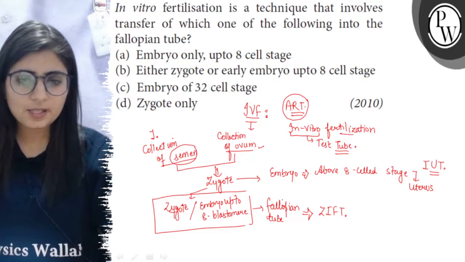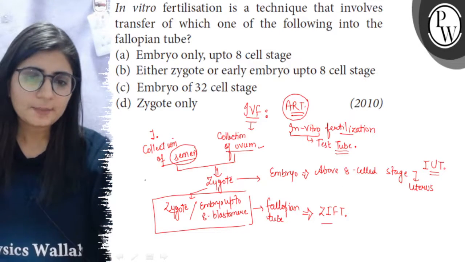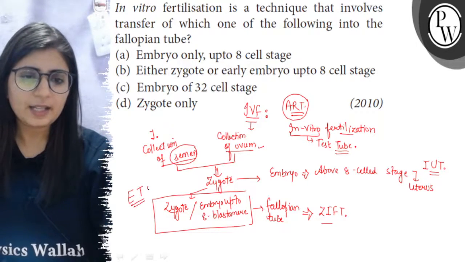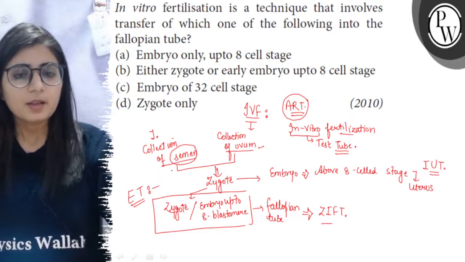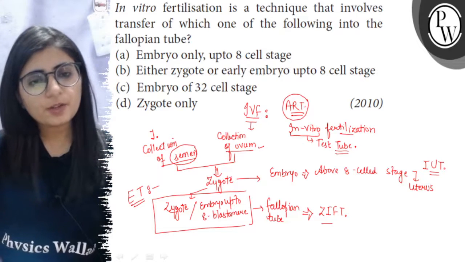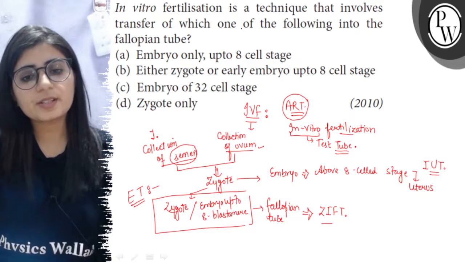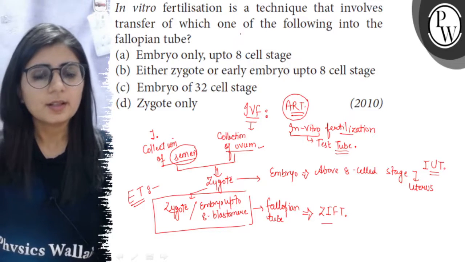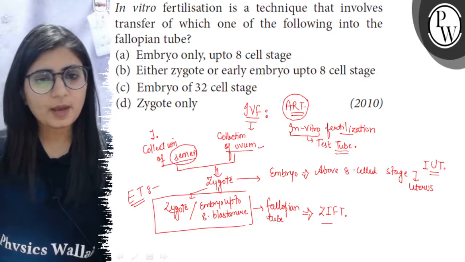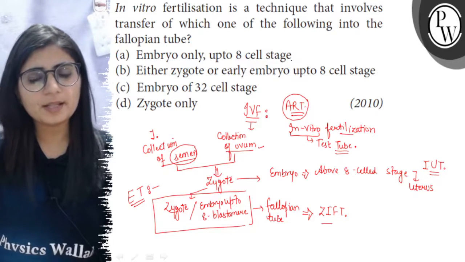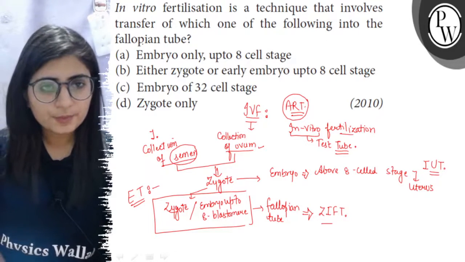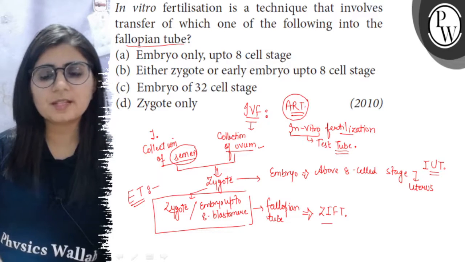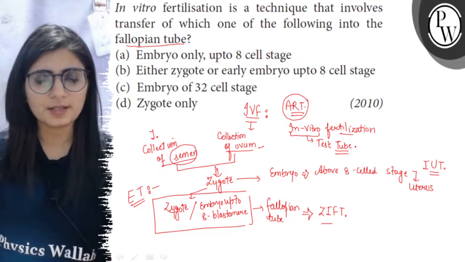These two methods, ZIFT and IUT, are called ET, or embryo transfer. So in in vitro fertilization, first fertilization is done in the lab and then the embryo transfer is done. Now let's see the options. Here we have to transfer the embryo into the fallopian tube. The first option given is embryo only up to 8 cell stage.